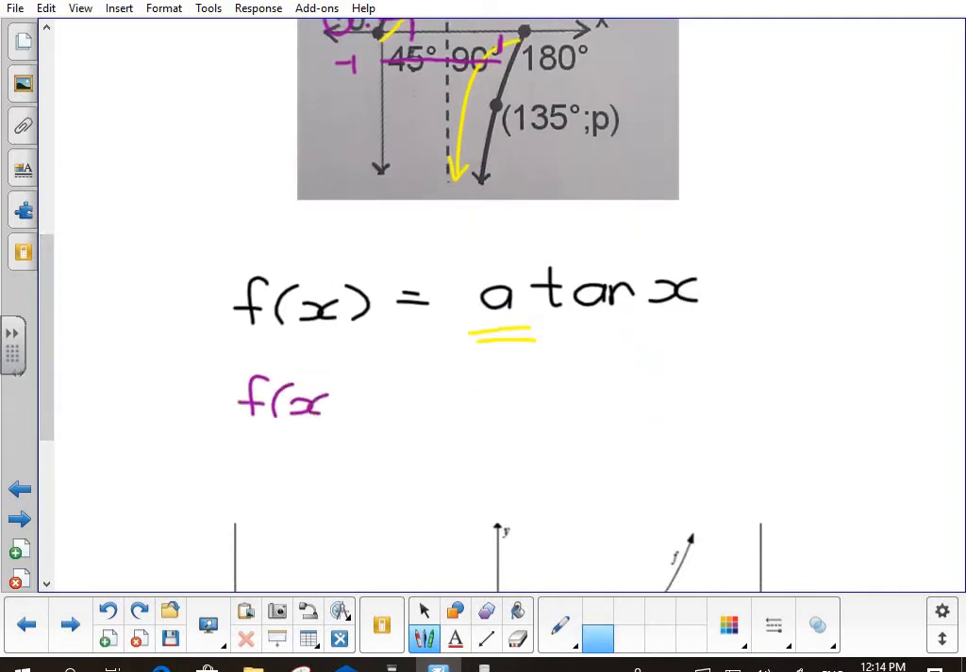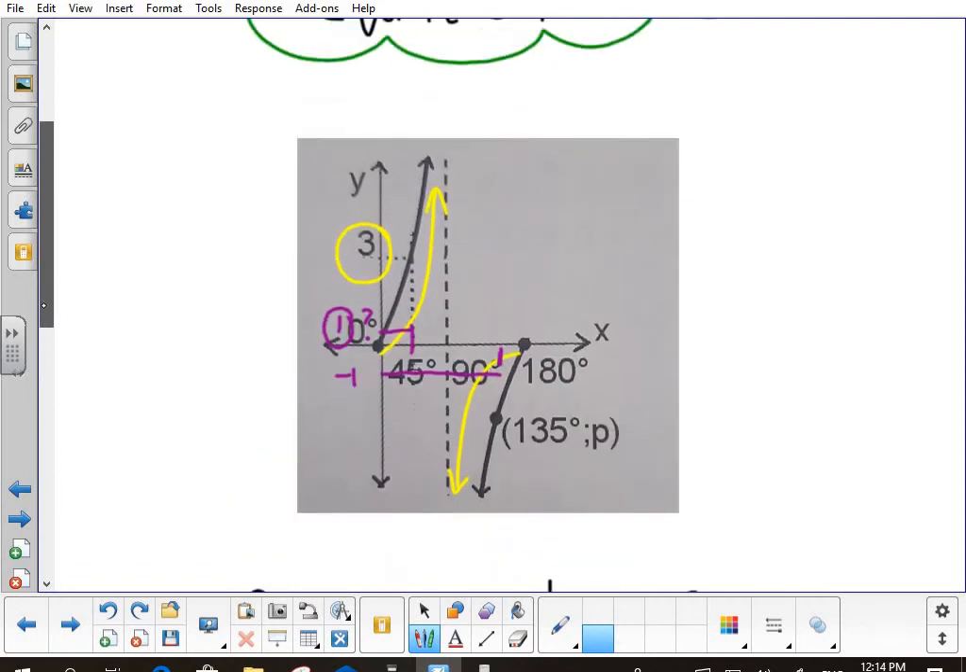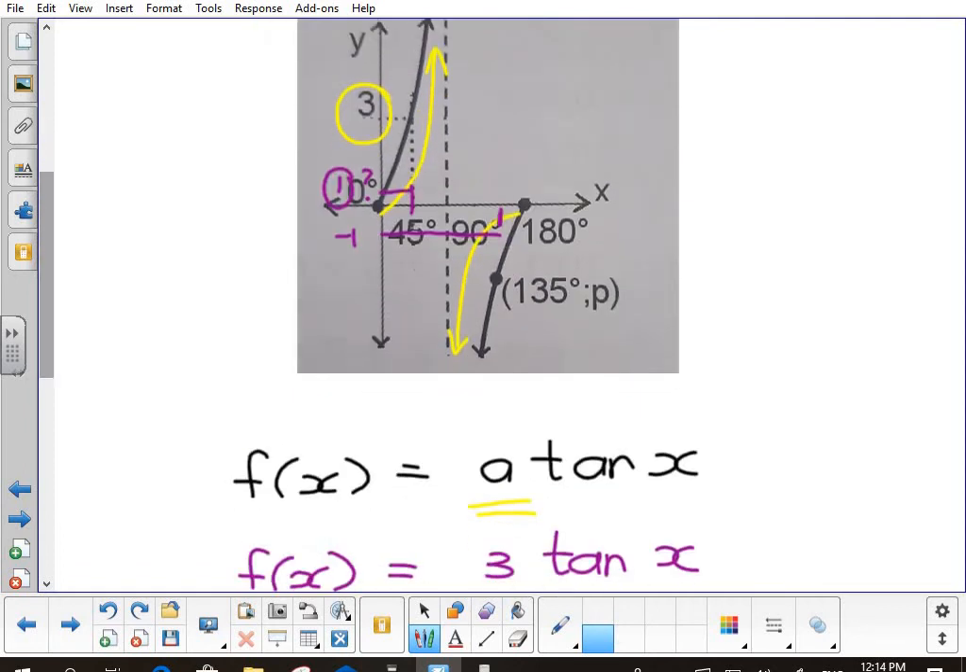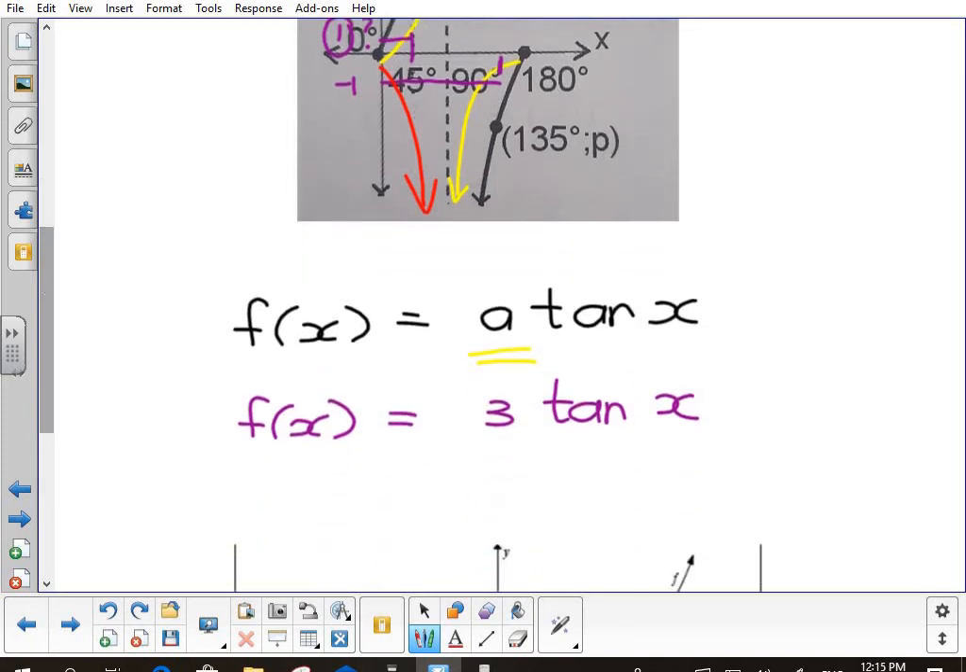So I say the f of x is equal to 3 tan x, because if it was the standard tan at 45, it would have been 1. Hence, that would have been 1, and then, ladies and gentlemen, that's 3. When would that 3 be a negative? The 3 would have been a negative if that graph of mine, that black one, was down at the bottom here. It was reflected over the x-axis, which in this case was not true, so therefore the positive 3.